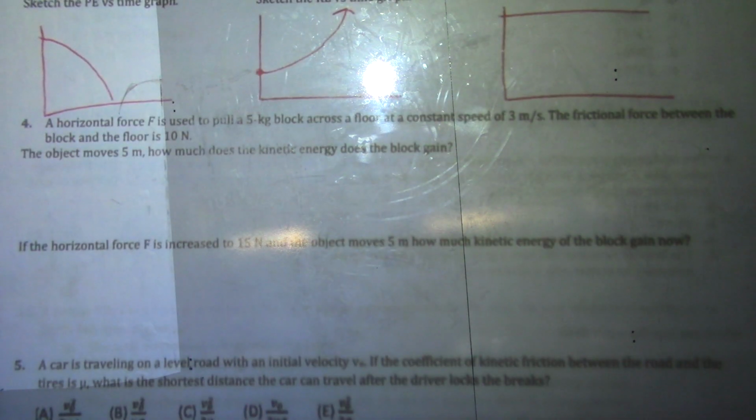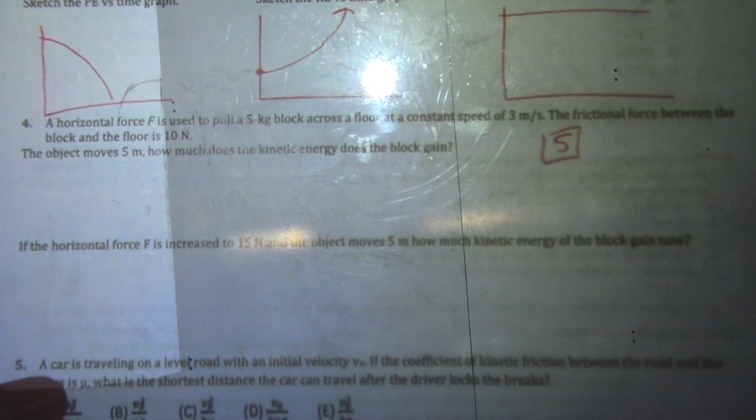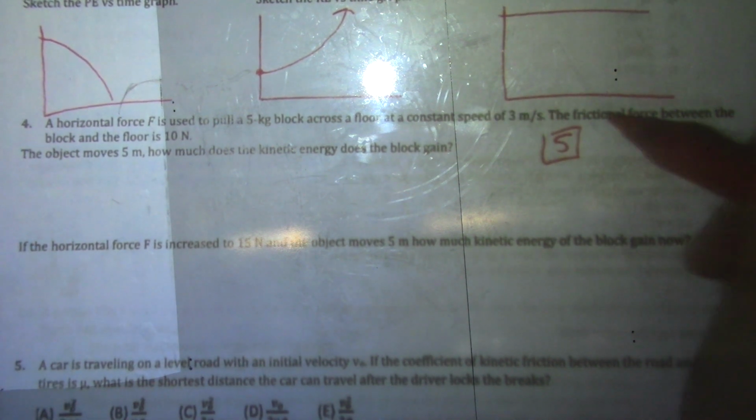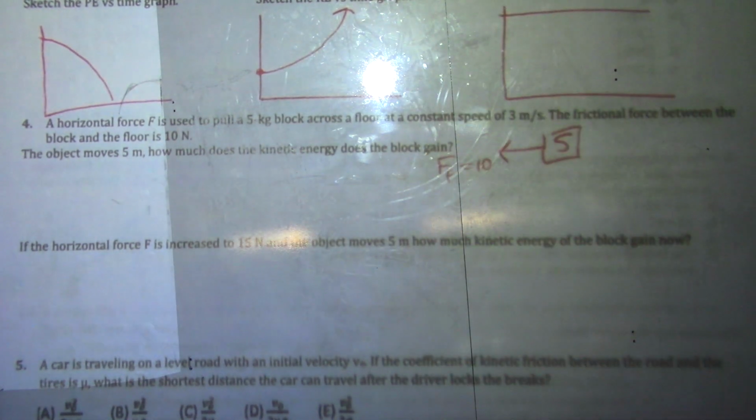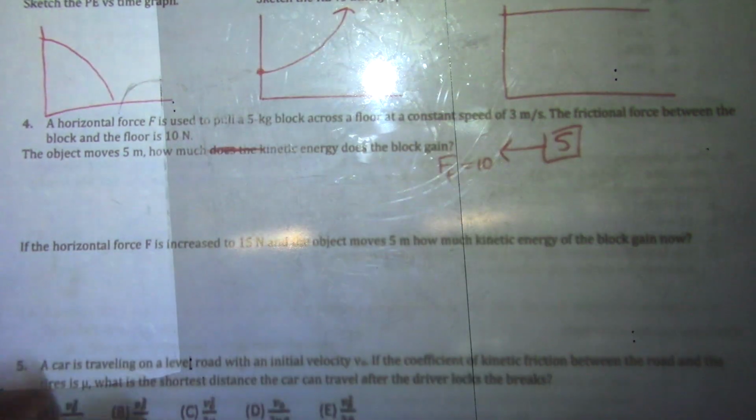Right, number 4, we've got a horizontal force F. It's used to pull a 5 kilogram block and has a constant speed of 3. The frictional force between them is 10. So friction force is 10. It says the object moves 5 meters. How much kinetic energy does the block gain?